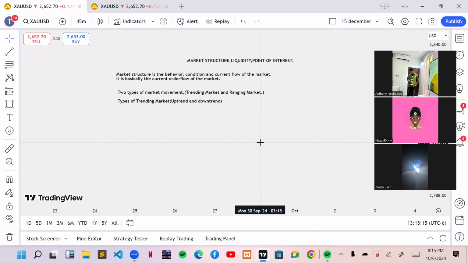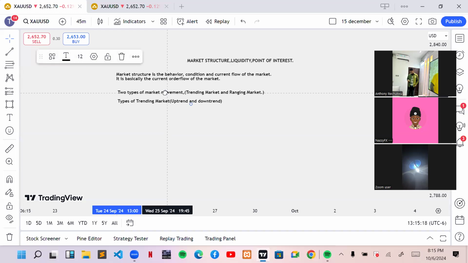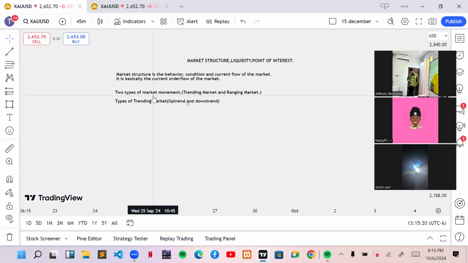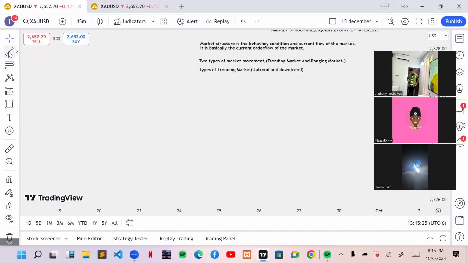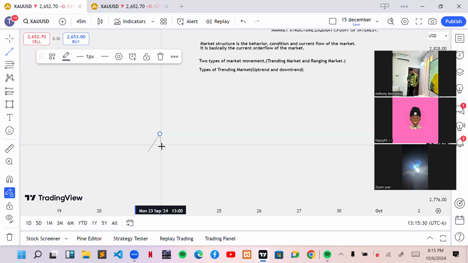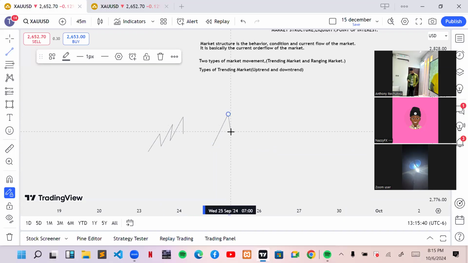What I mean by an uptrend is when the market is making a series of higher highs and higher lows, higher highs and then higher lows. This is what it means for the market to be on an uptrend. Meanwhile, a downtrend is the market making a series of lower highs and then lower lows. This is what it means for the market to be on a downtrend.